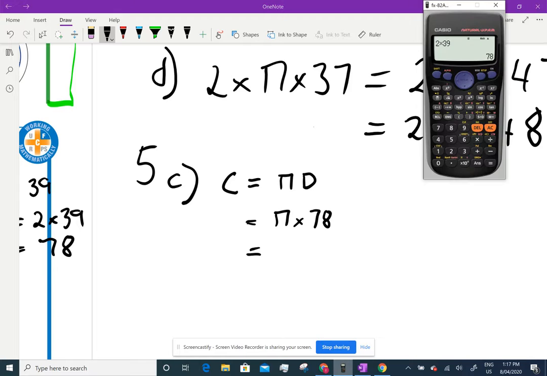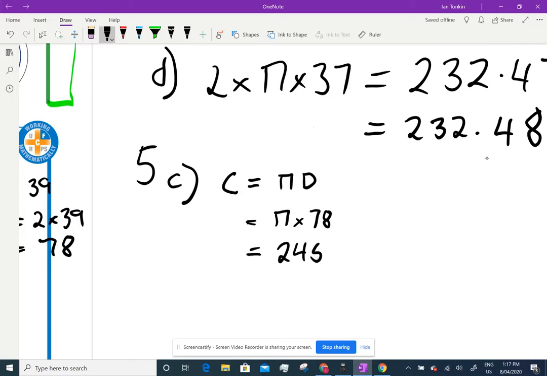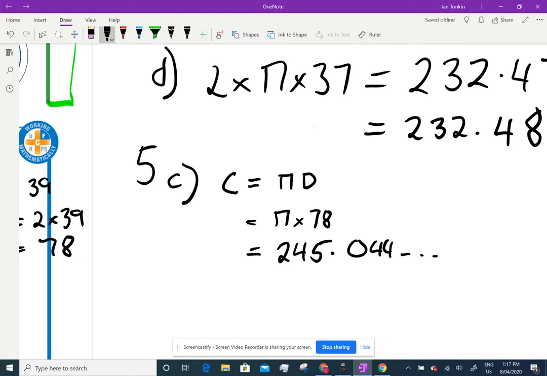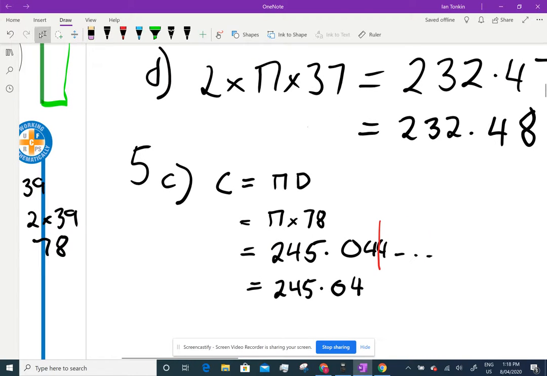And again, on my calculator, Shift pi times 78. 245.044. There were other numbers there, but again, I'm going to 2 decimal places. I look there, 245.0. Is the number behind the red line 5 or more? No, so I leave that alone. And it was in centimetres.